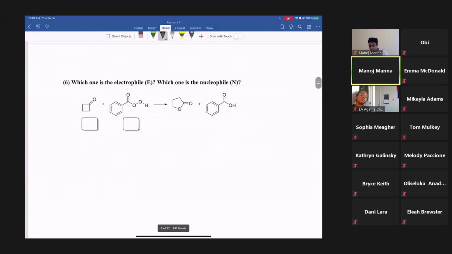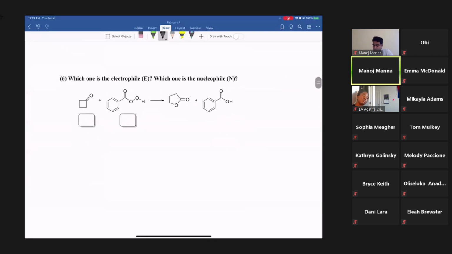Okay, this one like this. Now here, again we have two chemicals. One should be the electrophile, another should be the nucleophile. So which one is the electrophile and which one is the nucleophile? I'm giving you some clue. Here you have a double bond to O. If that is the case, we know this is a carbonyl group, C double bond O.